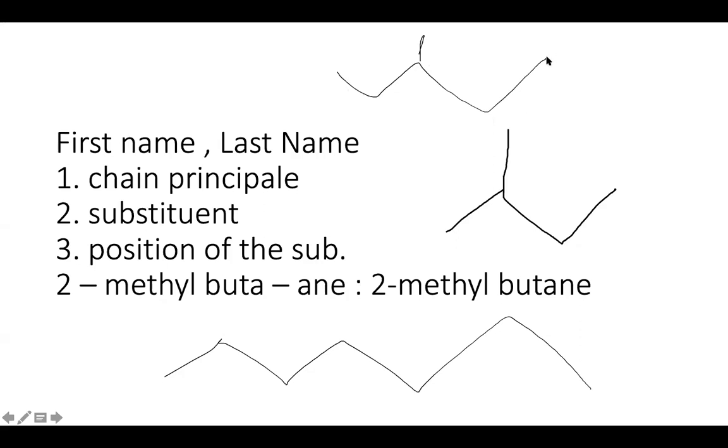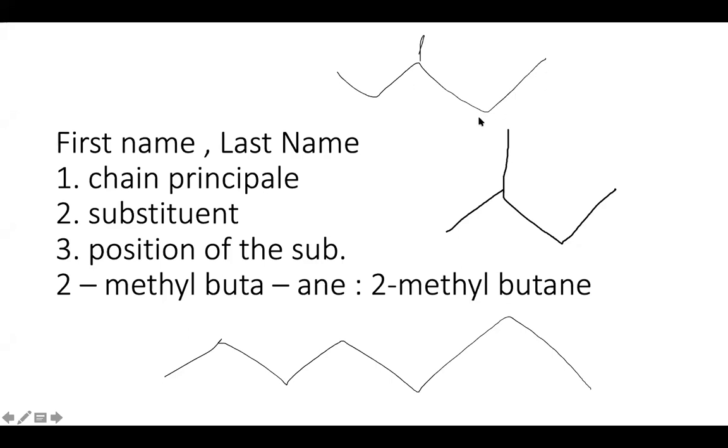So we're going to start from this side: 1, 2, 3. So position number 3 changes here, and now becomes position number 3. Now, what's the name of the substituent? The substituent here is a methane with 1 hydrogen atom less, so the substituent becomes a methyl. So it becomes 3-methyl.